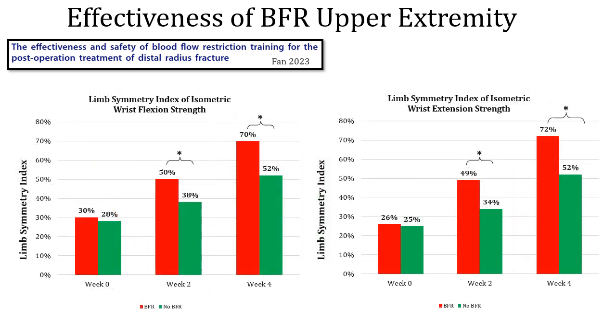And then across the board with the isometric strength, so wrist flexion strength, no difference at baseline. At 2 weeks, starting to show a significant difference between the BFR group and the non-BFR group. And again, you're looking at limb symmetry index, I should have mentioned that. So on the y-axis, it's given as a percentage. They compared the injured limb to the uninjured limb. At 2 weeks, the individual has regained 50% of their strength, whereas the control group is only at 38%. And then by week 4, they're at 70% of their isometric wrist flexion strength.